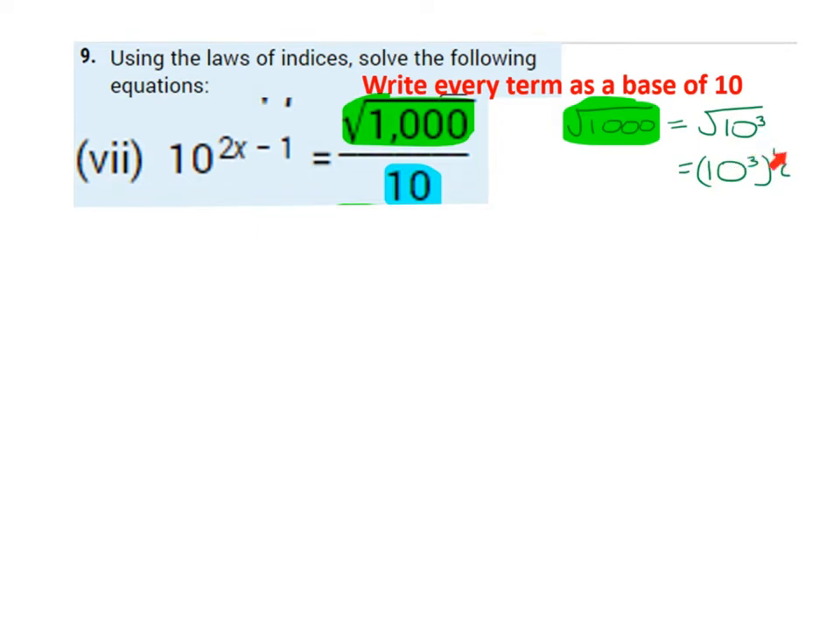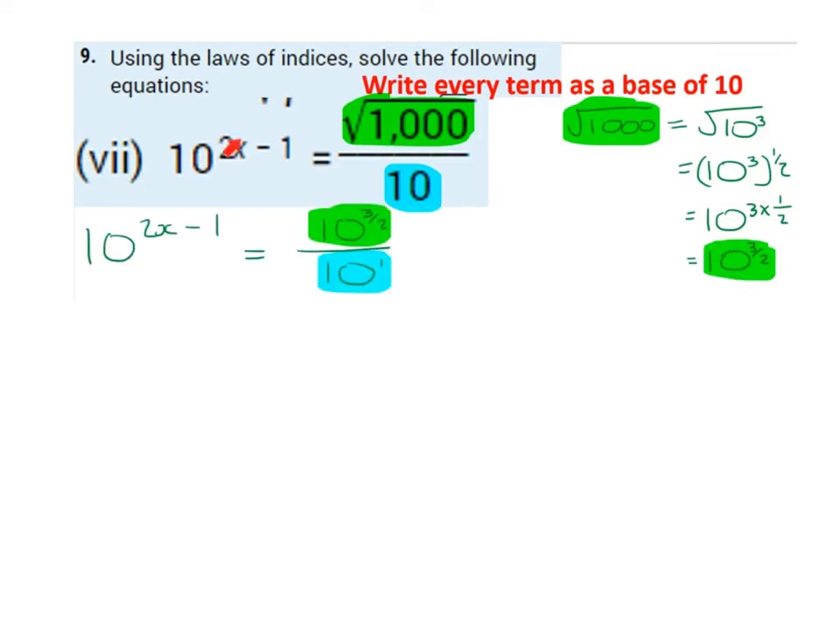And raising a power to a higher power, we multiply the powers. And 3 times a half is the same thing as a half times 3. And a half times 3 is the same thing as a half of 3. And half of 3 is 1.5 or 3 over 2. So the square root of 1,000 is actually 10 to the power of 3 over 2.